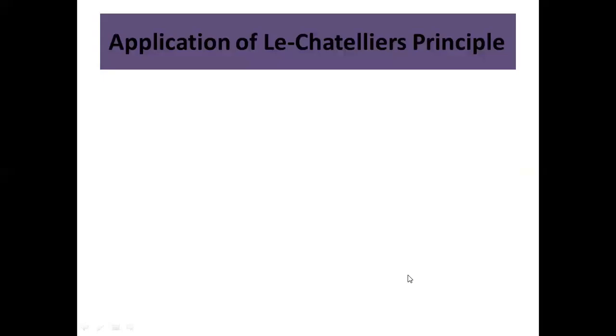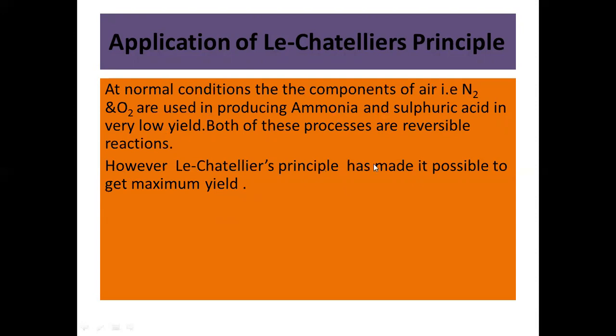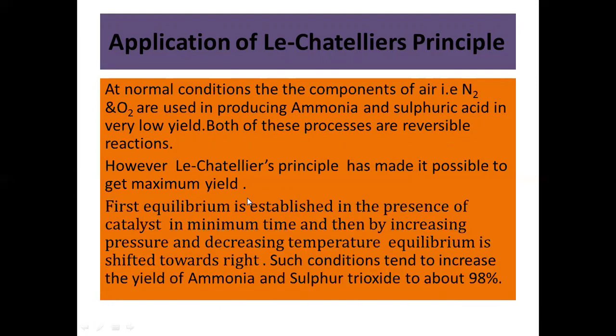Application of Le Chatelier principle: at normal condition, the components of air like nitrogen gas and oxygen gas are present in air, and they are used in producing ammonia and sulfuric acid in very low yield. Means the product will be very low. Both of these processes are reversible reactions. However, Le Chatelier's principle has made it possible to get maximum yield. This principle helps us to get large amount of product or to get maximum yield.